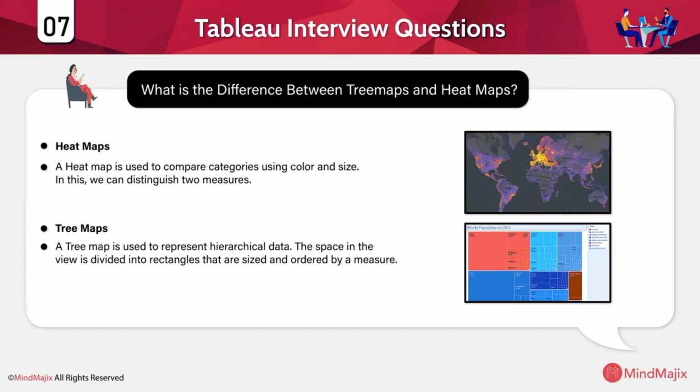And the second thing is the treemap. Basically, treemaps are considered whenever you want to do some classification analytics. Okay, so that's why treemap is very important. A treemap is used to represent hierarchical data, and the space in the view is divided into rectangles that are sized and ordered by a measure.